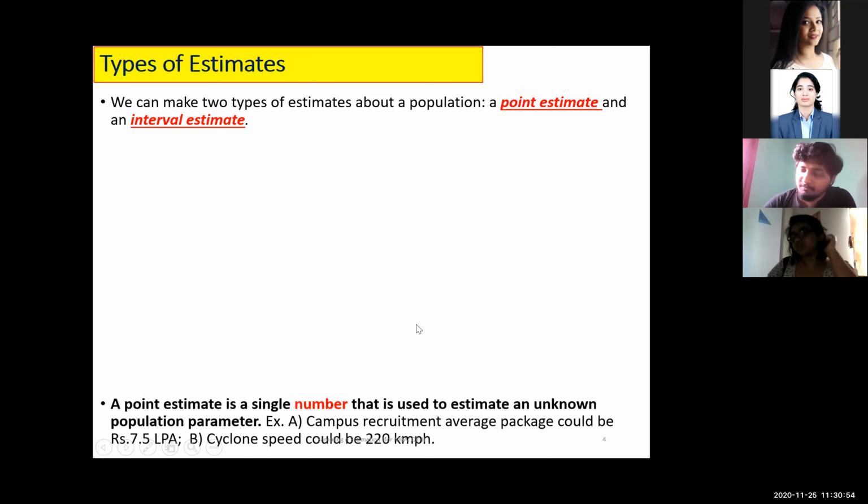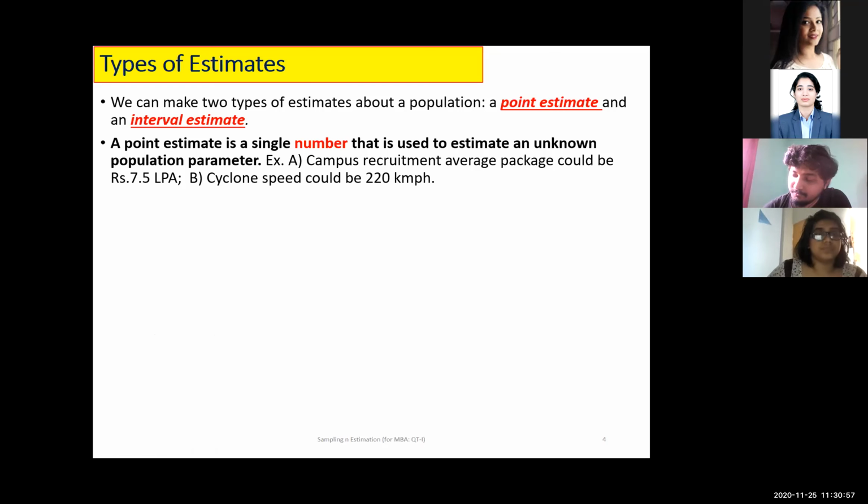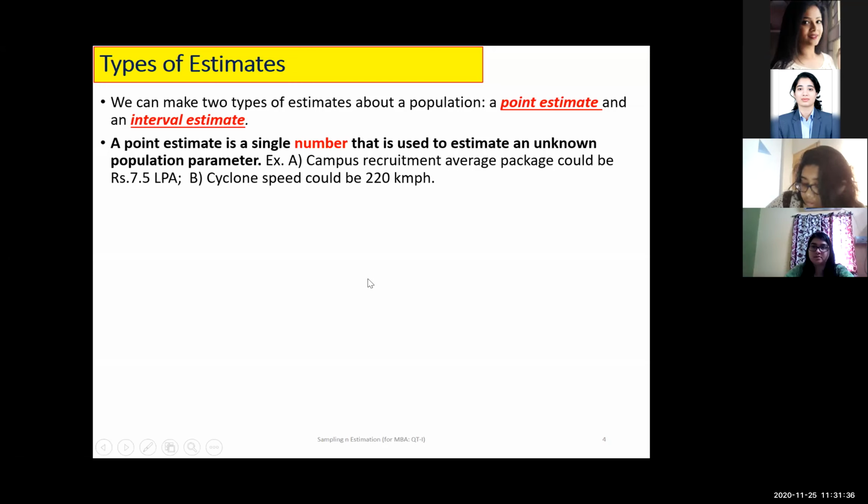Okay. I'll be giving you elaborate examples. All of you note it down. Example could be, as I was suggesting, that by some means you have calculated this year the average package could be 7.5 lakh per annum. So it's a number, an example of a point estimate. Say for example, the cyclone speed could be 220 kilometer per hour. Is this a point or interval estimate? It will be a point estimate. So this type of example you should be in a position to give in the exam.